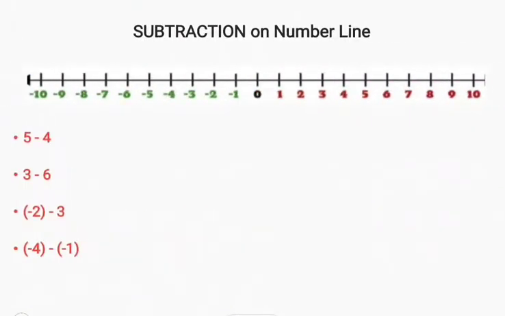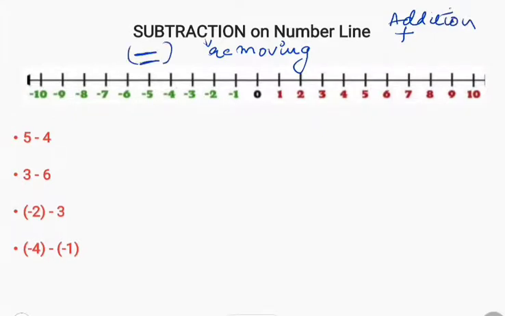Now we move on to subtraction on the number line. Subtraction means removing a number from another number. For addition, there was a positive sign. For subtraction, there is a minus sign. This sign is called the minus sign, as we can see over here, and it is used for subtraction. For addition, we move on the right side of the number line. For subtraction, we move on the left side because we are removing, so we are moving in the opposite direction. So this is the concept.